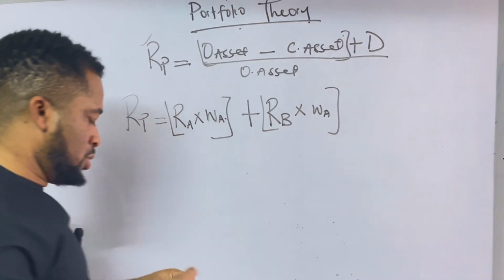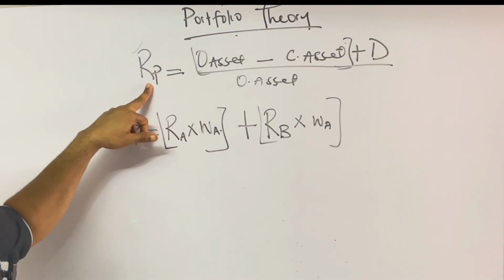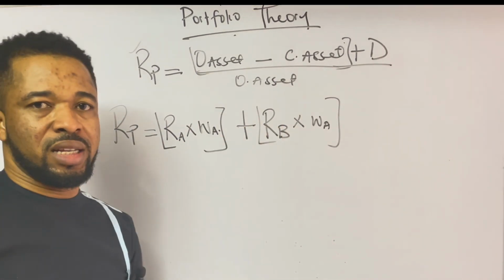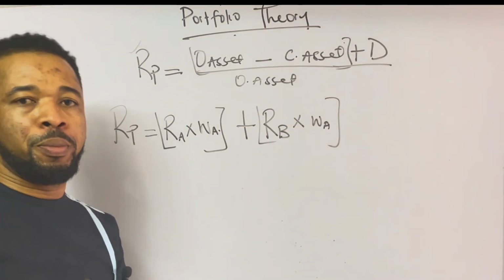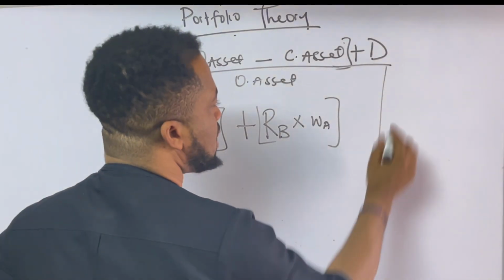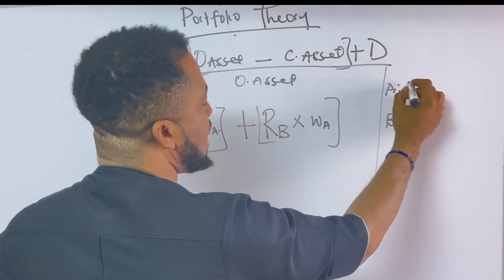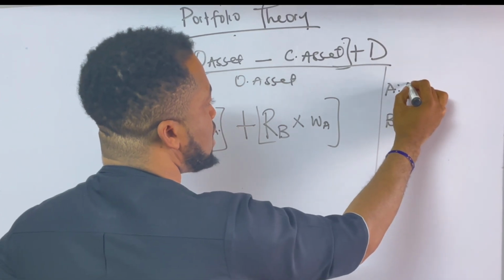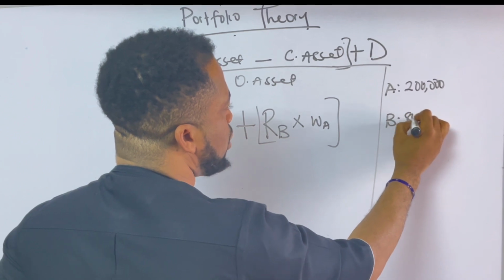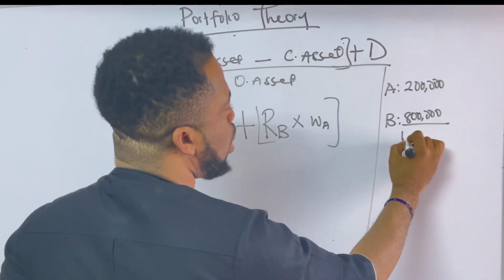Very simple. So where you have two assets, we are saying that it's not just about this return that we have here. We're saying that in addition to that, we need to weight this asset accordingly, according to their proportion in the entire portfolio. So the weight we are referring to here is if I have asset A and asset B. If the total I'm investing in asset A is, let's say, 200,000, and I'm investing 800,000 in asset B, the total value of this portfolio is 1 million.